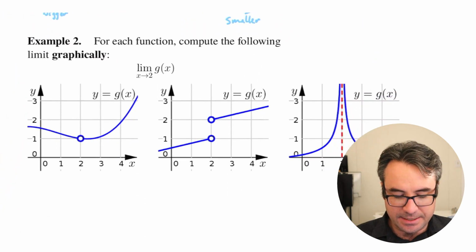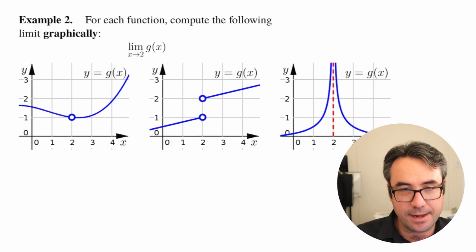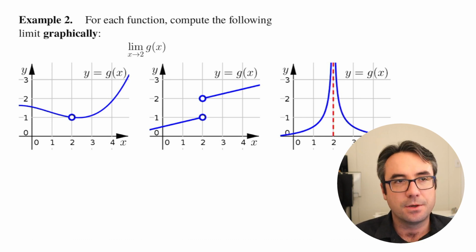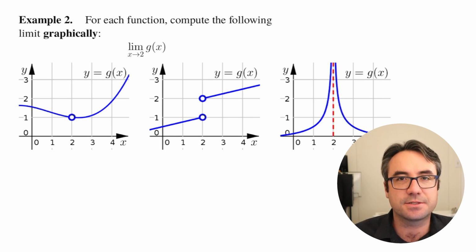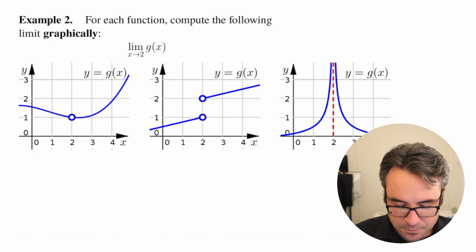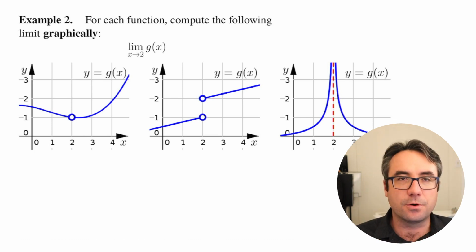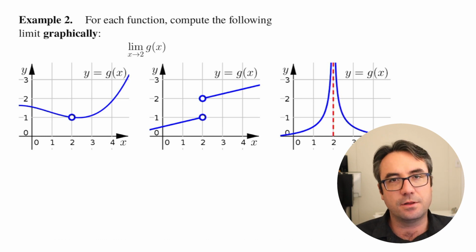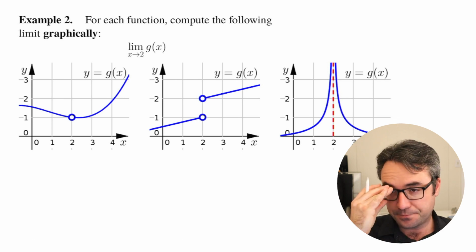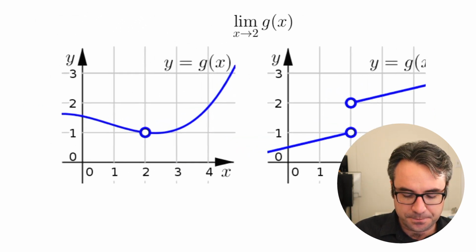So in example 2, we're going to look at the graphical approach here. We're going to look at a few different graphs and see what happens in each of these graphs. What's the limit of the function as x approaches 2? The way to do this graphically is to take that same approach. We look at the left side of the graph, the right side of the graph, and see if they match up at the same point. So let's start with this first one.